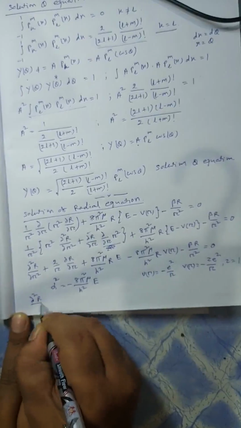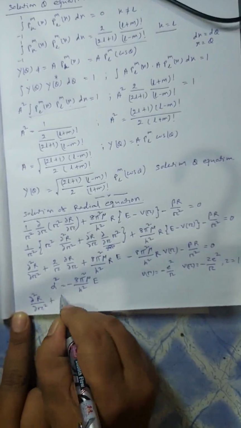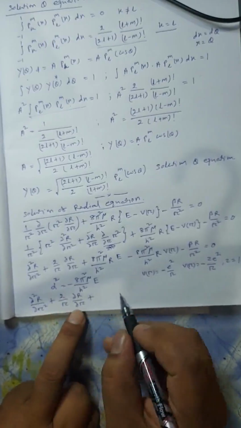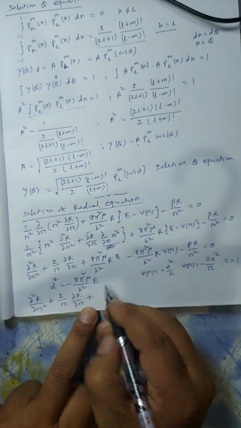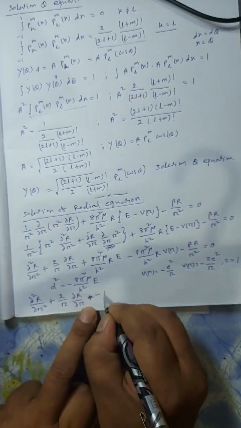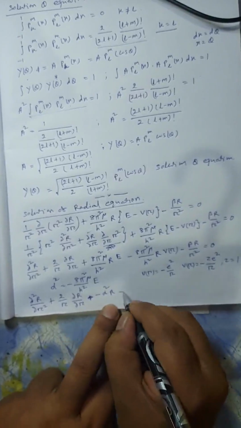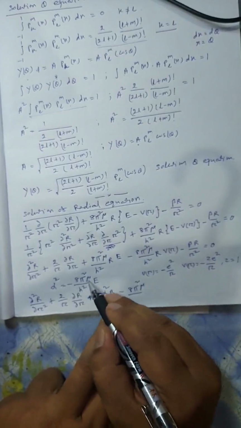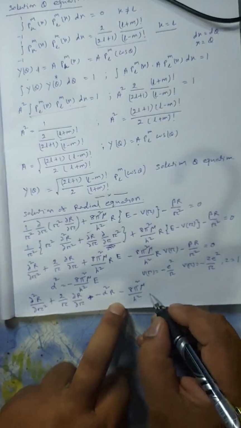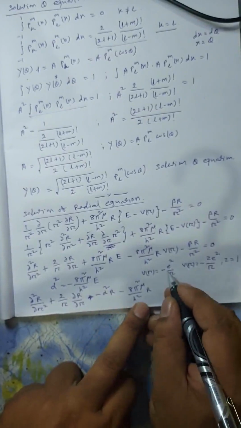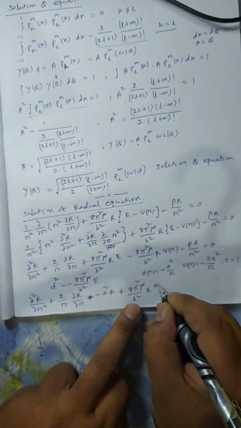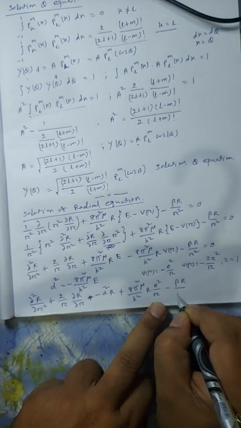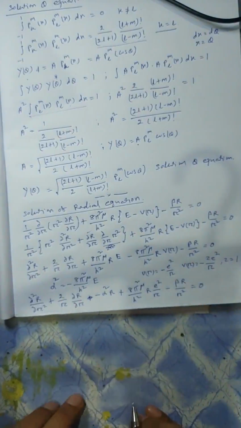∂²R/∂r² + (2/r)∂R/∂r + (8π²μ/h²)E is considered as α², so it is minus α²R, minus 8π²μ/h² times R. In place of it I write minus e², so plus e²/r minus β R/r² is equal to 0.